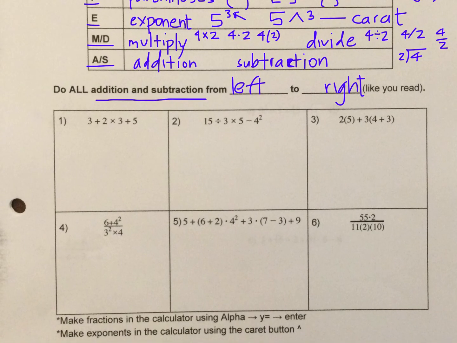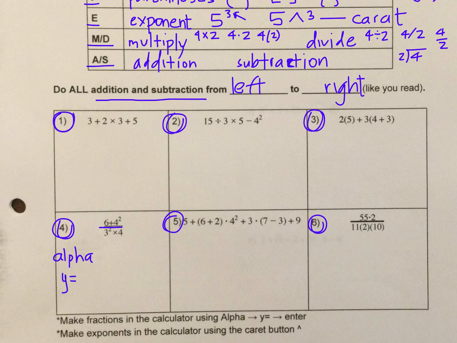So all we're doing is we're going to type these into our calculators exactly how they look on the paper, and you should get the correct answer. For number 4 and number 6, it has this division bar. So the first thing you have to do before you type it in is you hit the alpha. I think it's the green button. Y equals, and then you hit enter.